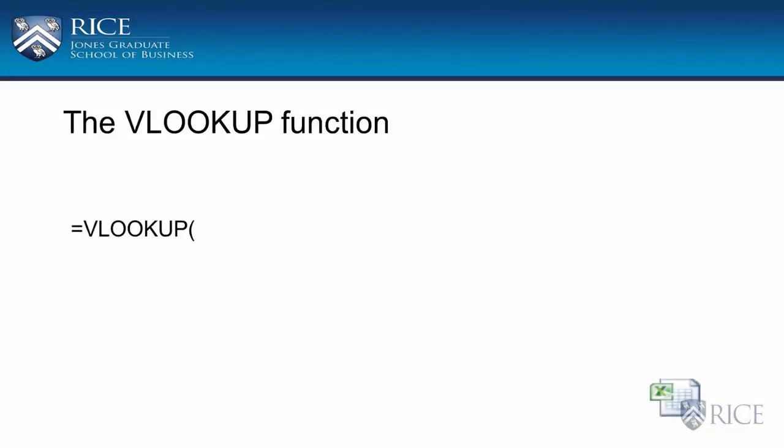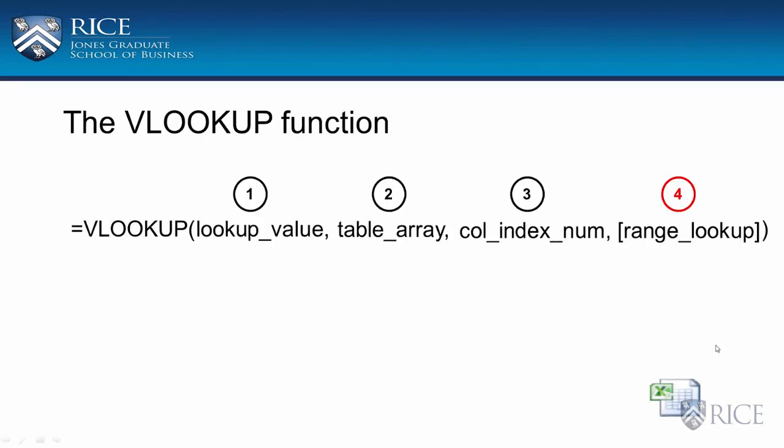The syntax begins with = VLOOKUP open parenthesis, and then it takes in 4 arguments, or 4 values. 3 of them are required arguments and the 4th one is an optional argument, and hence that's also put in square parentheses. So let's understand these arguments by using an example in Excel.